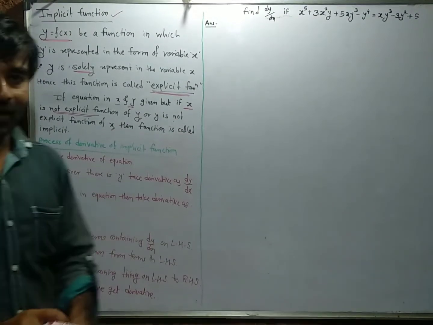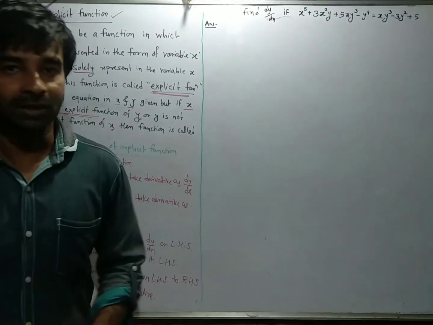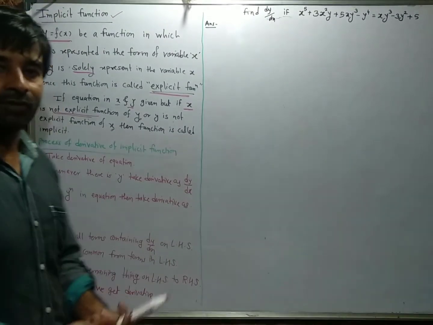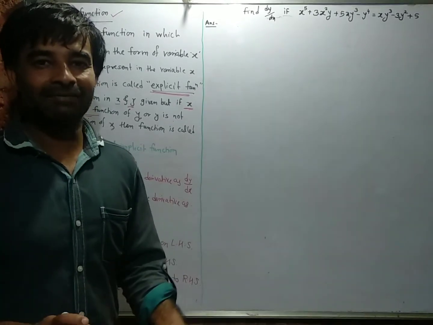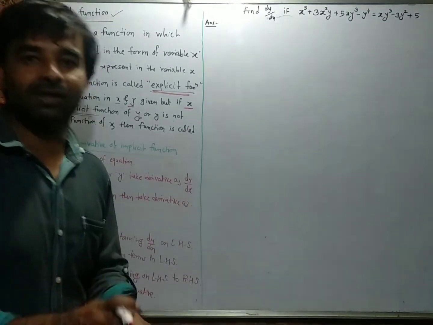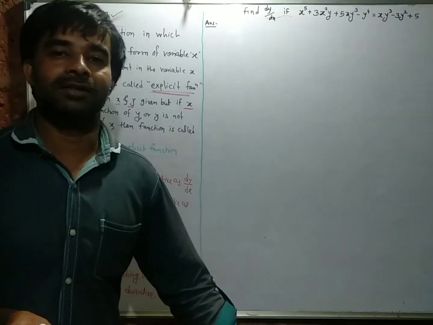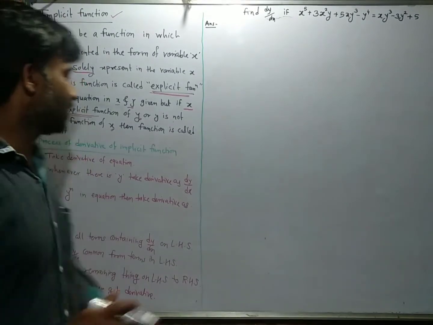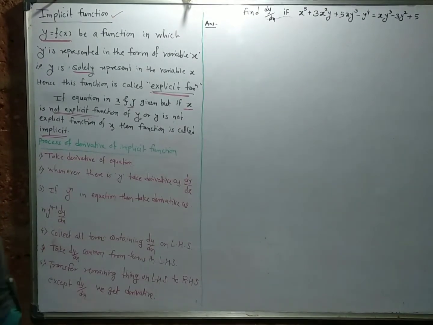That means you cannot separate or bifurcate the variables x and y from each other. If we take y common or x common and transfer it to the left side, at that time the x and y variables are not completely bifurcated. That means when we take the y variable on the left hand side and the remaining variable on the right hand side, it is not possible to have only variable x. At that time, that function is called an implicit function.